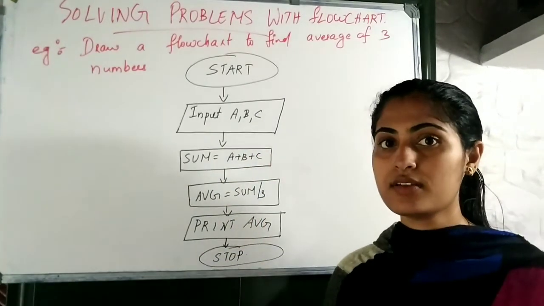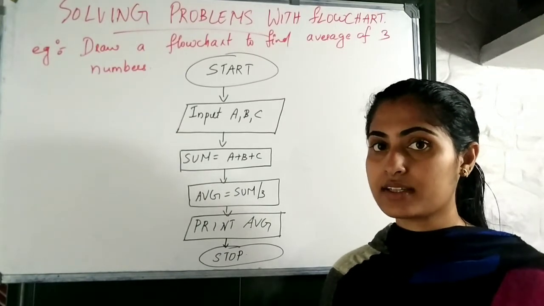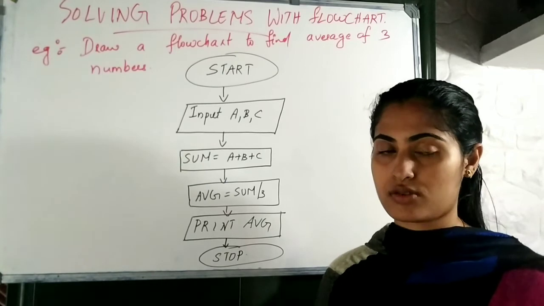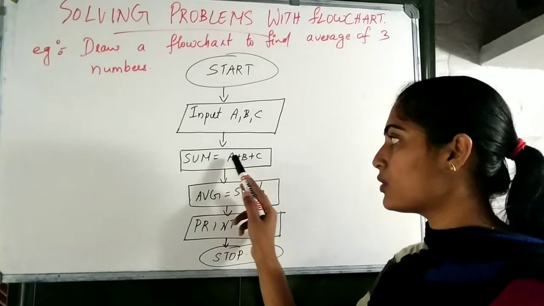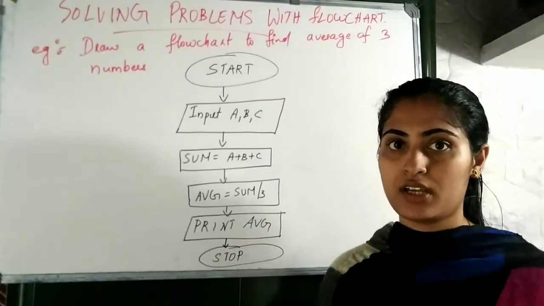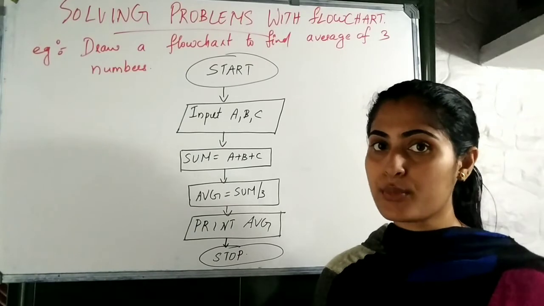The next one is processing. That is, you have to find the sum of three numbers, which is a processing step. For processing use a rectangle, that is sum is equal to A plus B plus C. And after finding the sum you have to find the average, which is also a processing step.